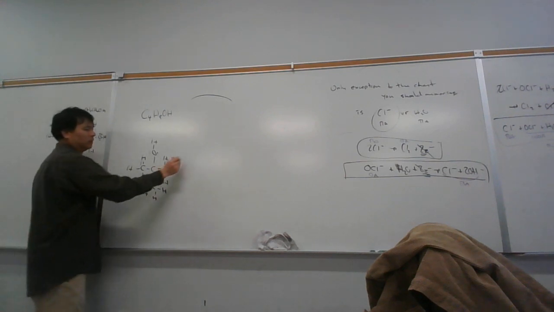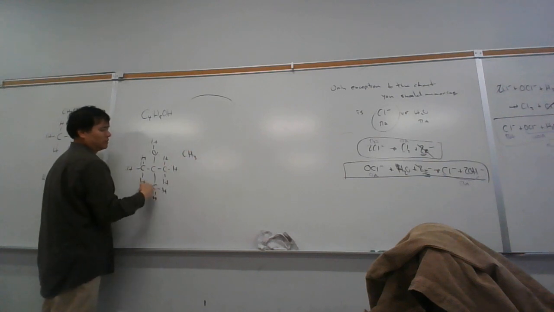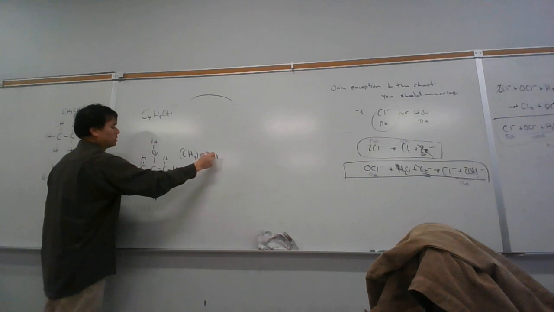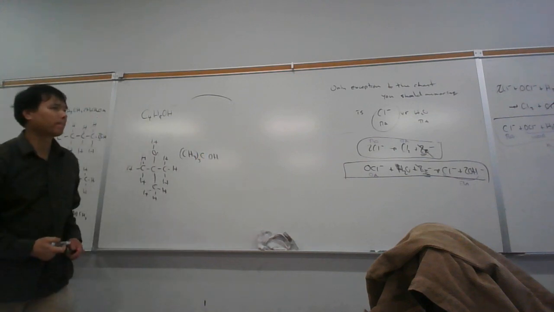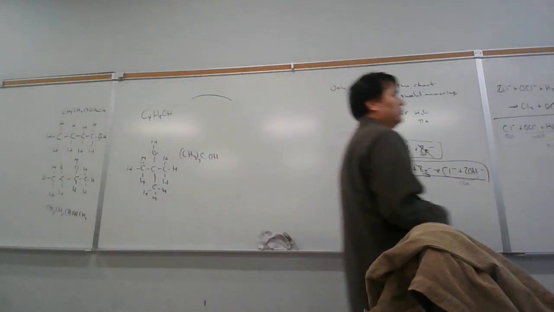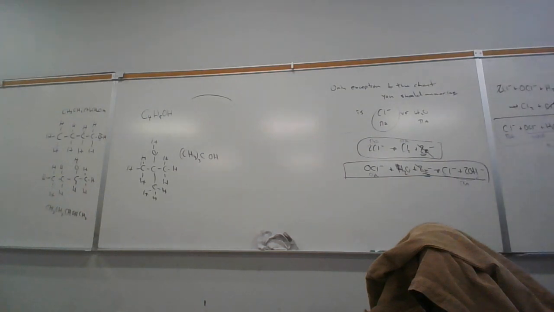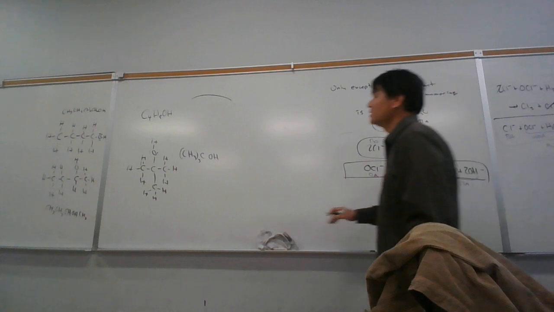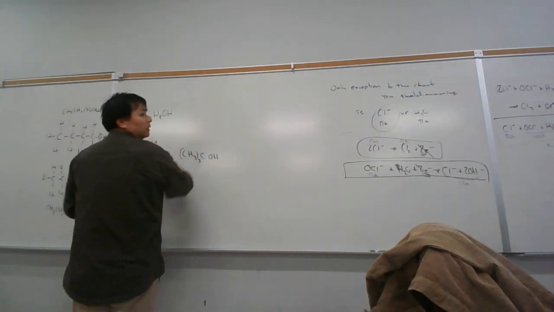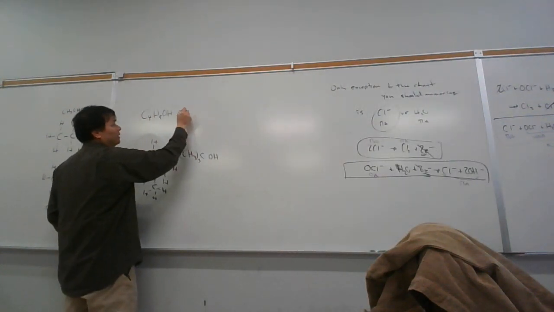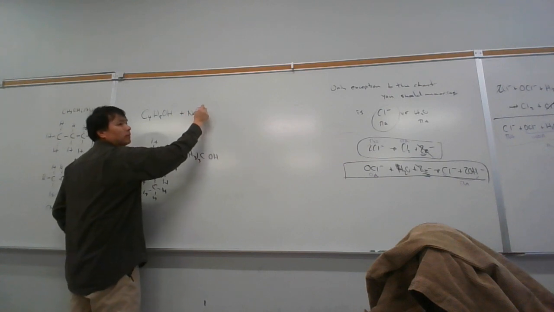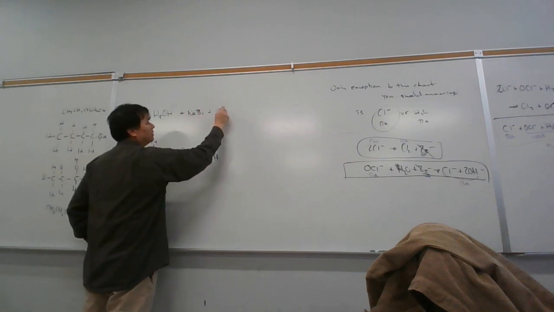This would be CH3, and we have 3 CH3s attached to the central COH. Yeah. Well, we don't know which one it is, but all of them are going to behave pretty similarly in terms of redox. And so we got C4H9OH plus NaBr plus H2SO4.